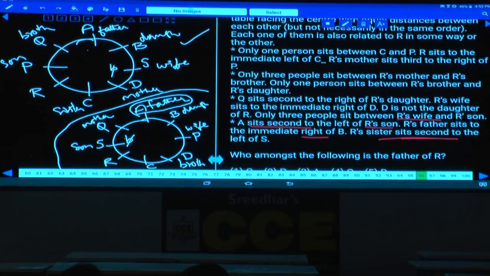Now with the help of this, are you able to draw the family tree or not? Check for the questions whether it is required or not. If you are able to solve with this circle, that itself is enough. And this is about question numbers 96 to 100.